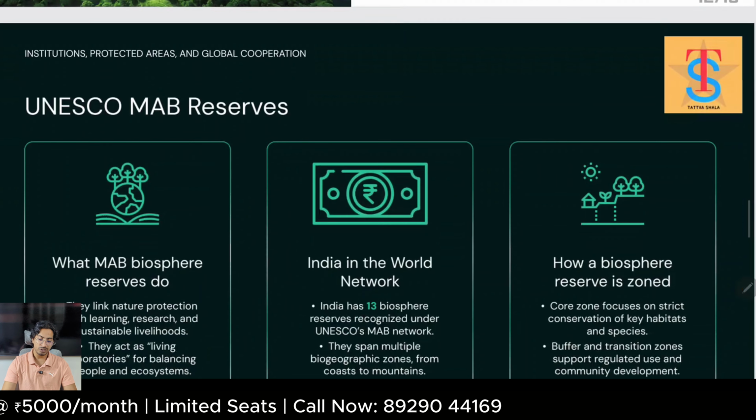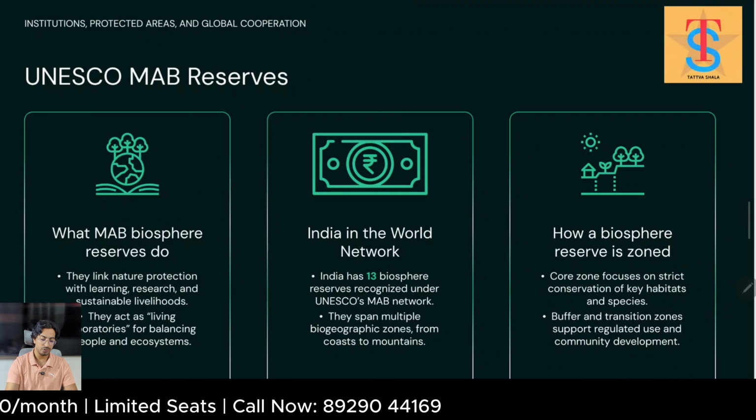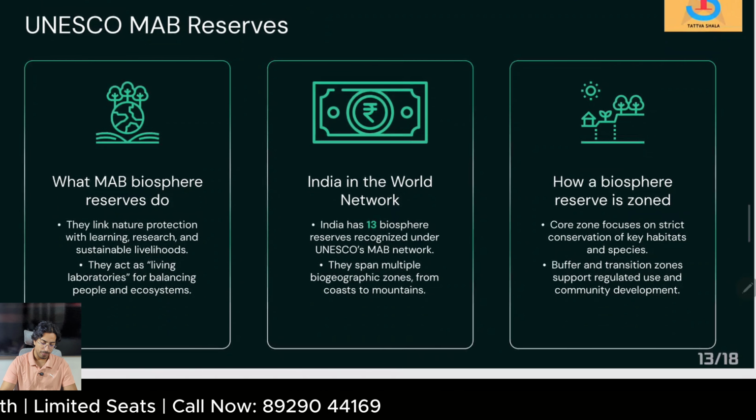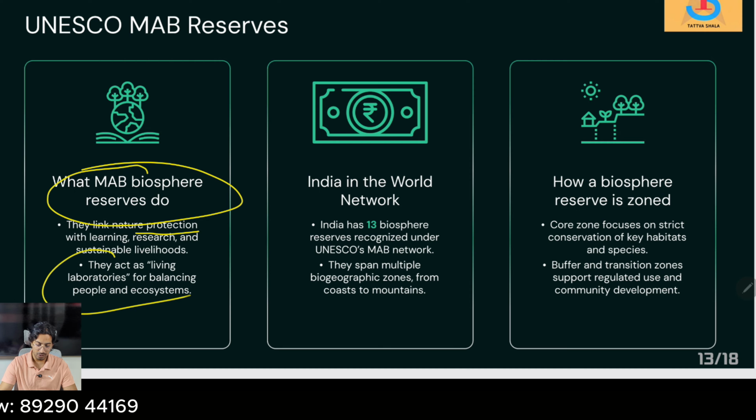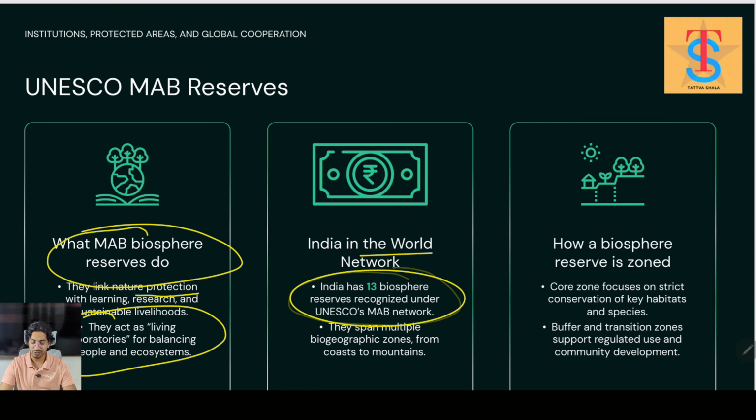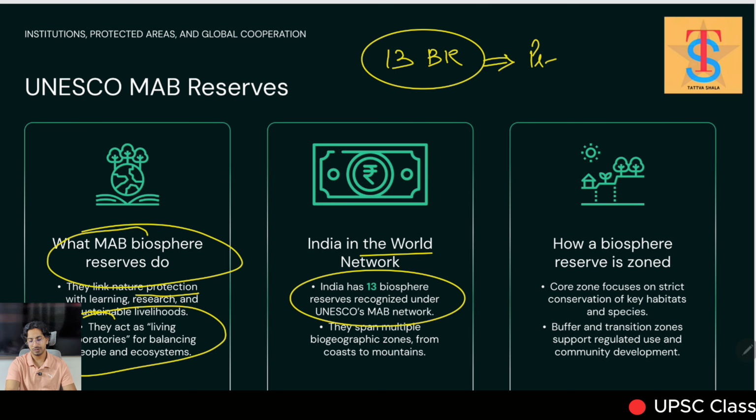So now what is most important, what we need to read is UNESCO MAB reserves. So this talks about biosphere reserves. They link nature protection with learning, research, sustainable livelihood. They act as living laboratories for balancing people and ecosystem. In the world network, India has 13 biosphere reserves recognized by UNESCO. Now, all these 13, you need to remember for prelims.